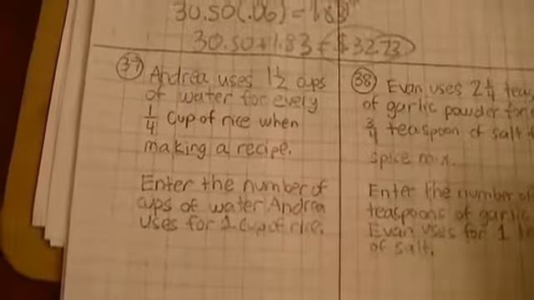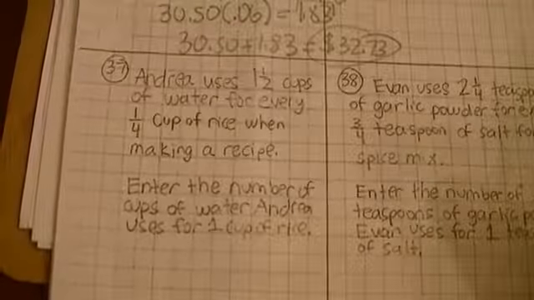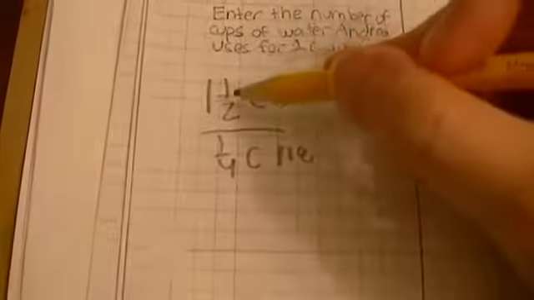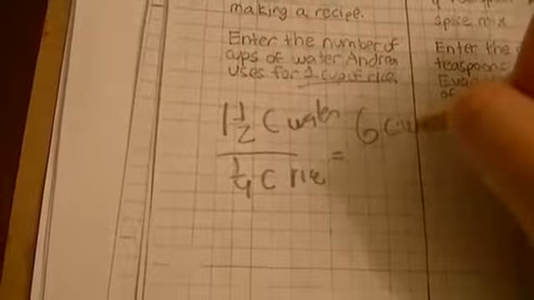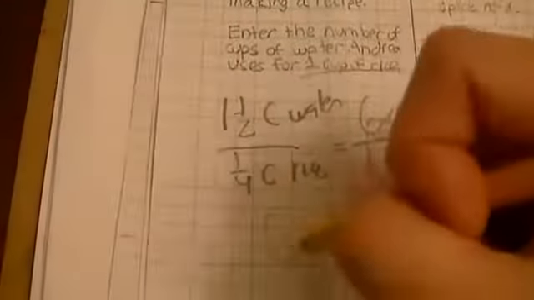Okay, Andrea uses 1.5 cups of water for every 1/4 cup rice when making a recipe. Enter the number of cups of water Andrea uses for 1 cup of rice. Okay, cup of rice is on the bottom. So we have 1 1/2 cups water for every 1/4 cup rice. So you can go 1.5 divided by 0.25, and you get 6 cups water for every 1 cup rice. On the interim, I think they would just want a 6. It says enter the number, so that's your number.